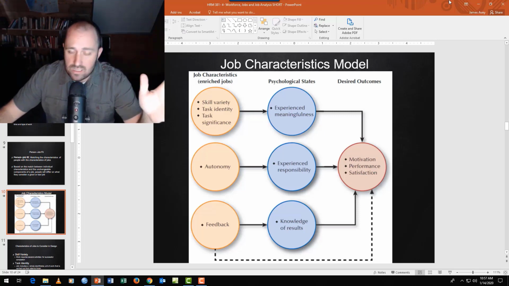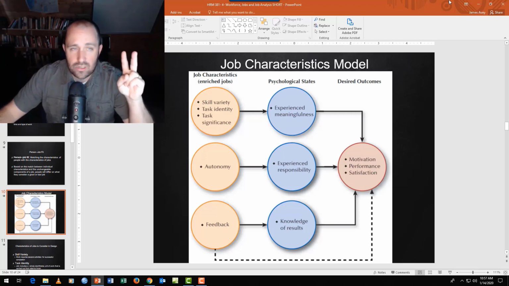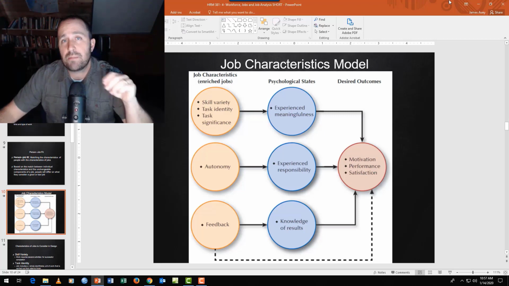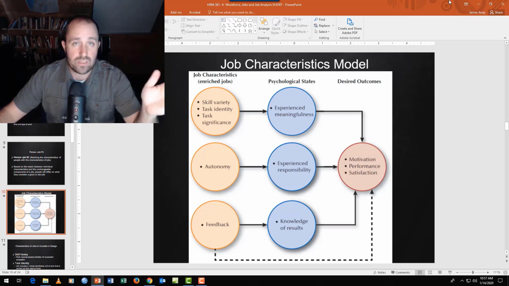This was voted the number two most useful theory in management over 100 years. So this is still referred to often. It's taught in every textbook, and there's a reason for it. This one actually has both internal validity and external validity.